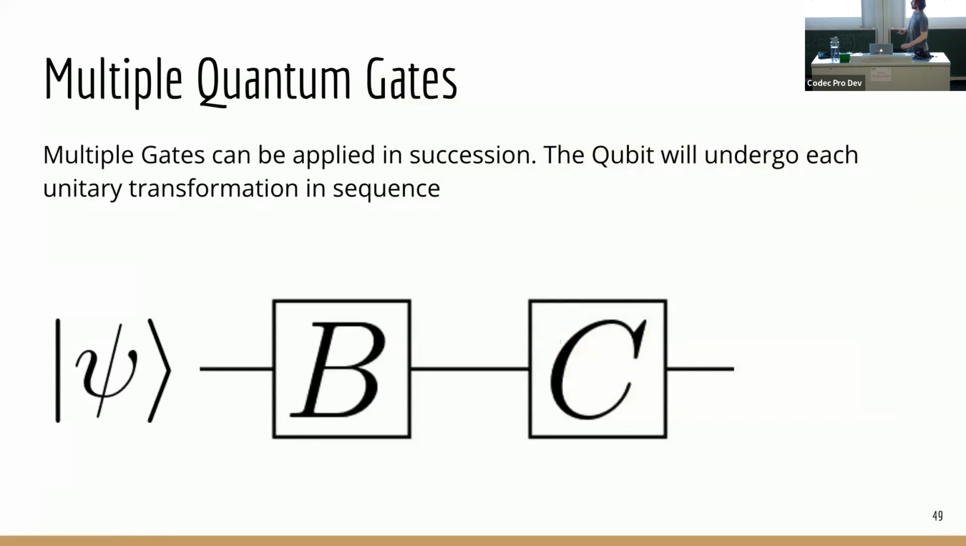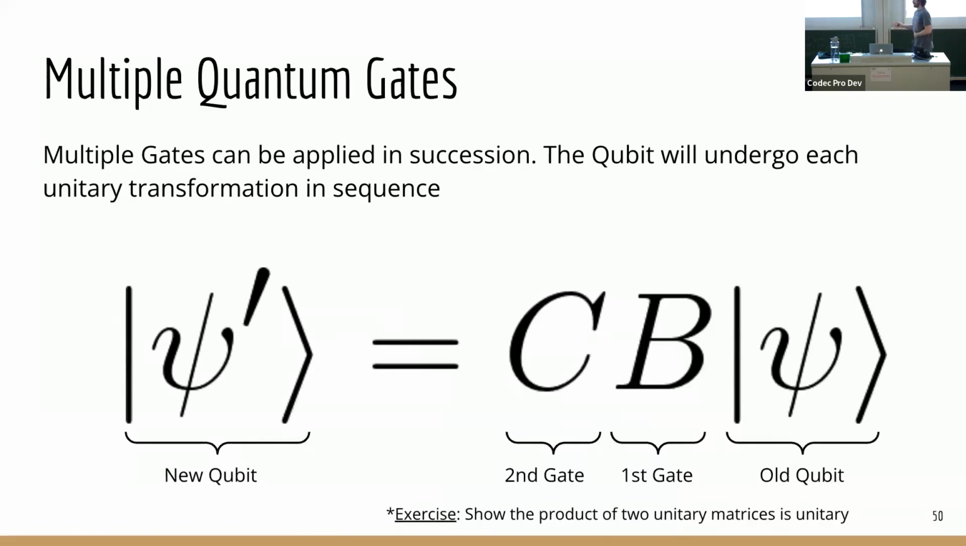One final point I want to make about quantum gates is that multiple gates can be applied in succession, and the qubit will undergo each unitary transformation in sequence. So if we have a qubit psi that we first pass through a gate with unitary matrix B, and then we pass it through a gate with the unitary matrix C, then the way that we state this mathematically would be we have our old qubit here on the far right, and then we multiply it by B, and then by C, and then we get our new qubit psi prime.